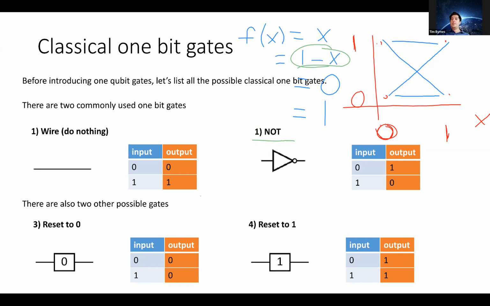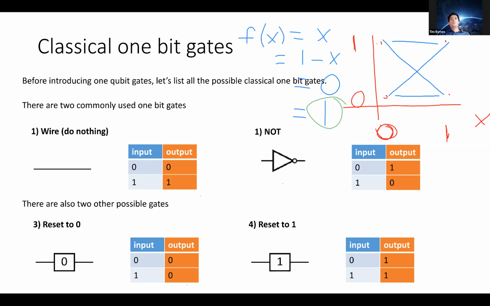There are 2 more, and this one doesn't really have a very good symbol, so I just made it up. This is the case where the output is always 0, so I'm going to call this the reset to 0 gate, because no matter what, the output is 0. It doesn't matter what the input is. And the last one is where the output is always 1, so this is reset to 1.